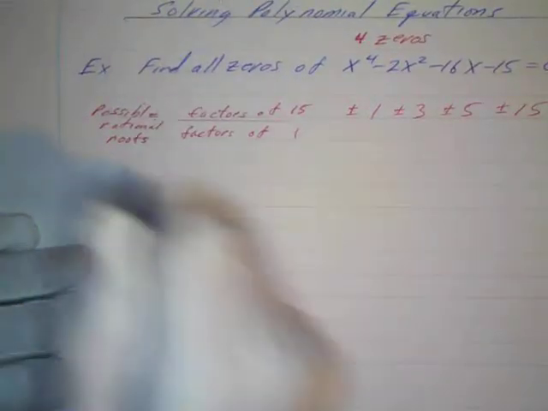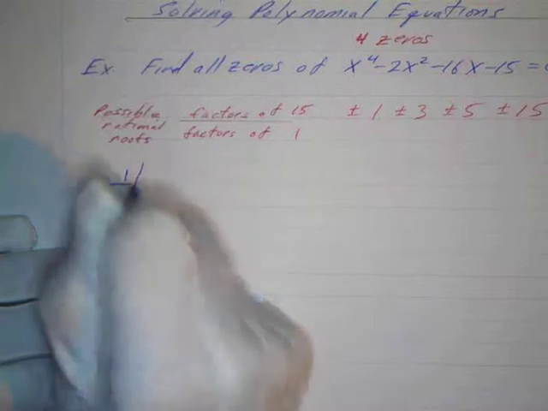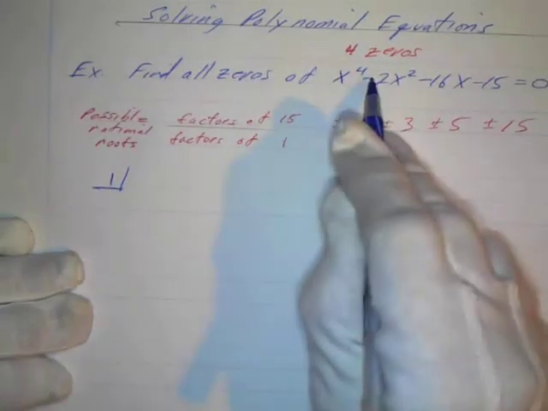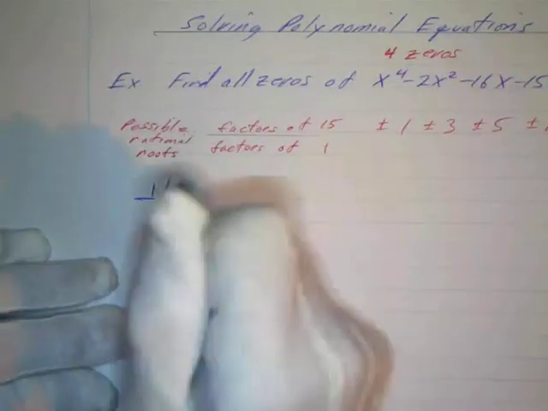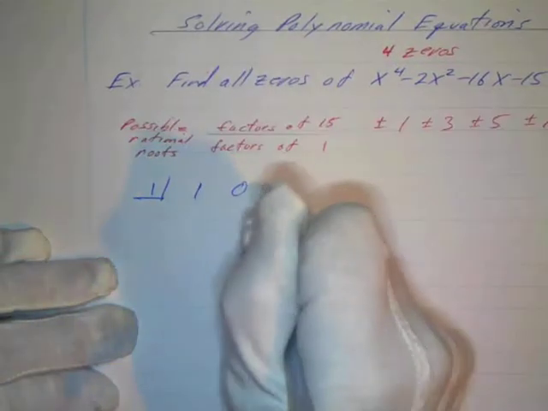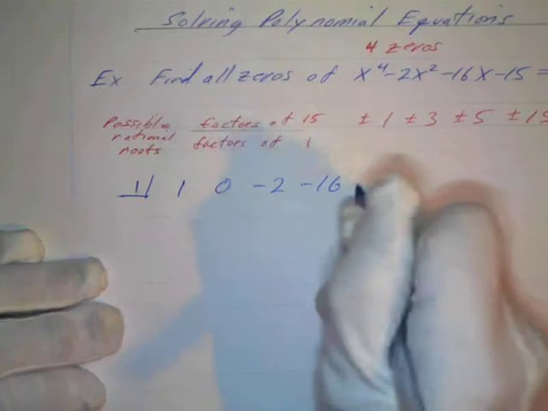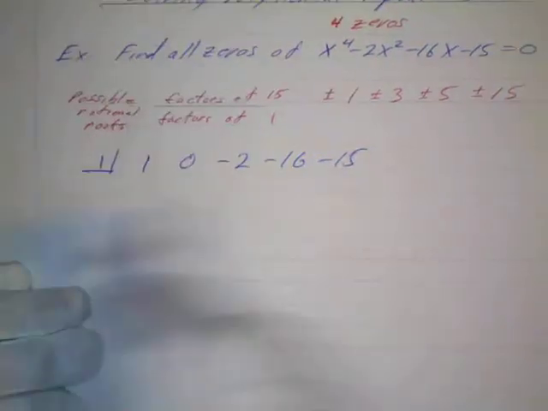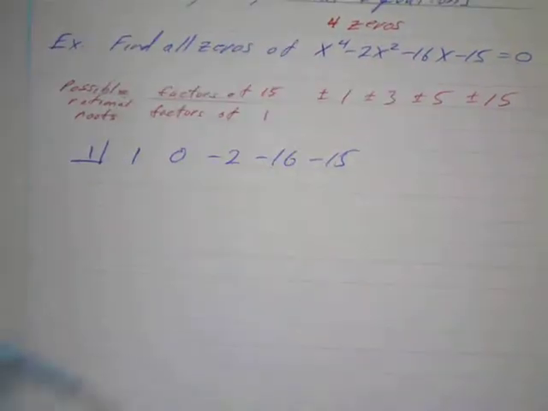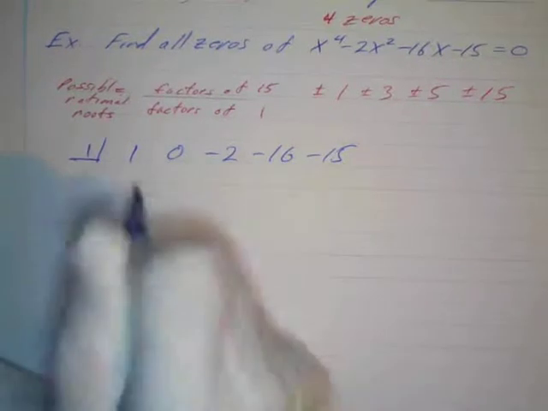So I'll start with 1. That's always a good place to start. Now remember, we're missing a cube term, so we need to put a placeholder here. So we've got 1 for x to the fourth, 0 for x cubed, negative 2 for x squared, negative 16, and negative 15. Yep, spread those out a little bit too much. Okay, so I have to kind of squinch these in over here a little bit.